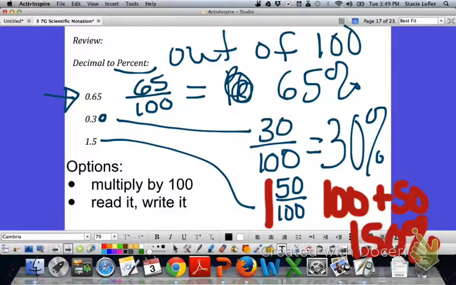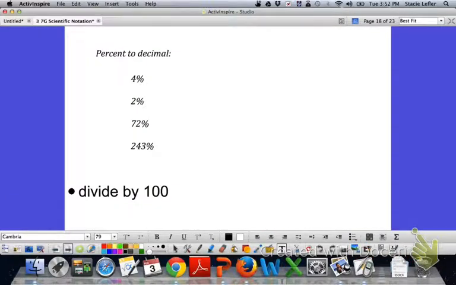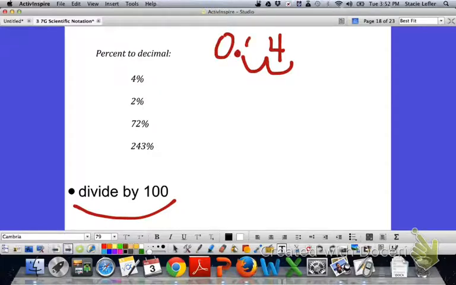Now some people also look at this saying, oh, okay, so we're just multiplying by 100, which means we're moving the decimal 2 places to the right. We can do the opposite when going from a percent to a decimal. We're actually going to divide by 100, which ends up being moving the decimal 2 places to the left. So 4% is 0.04, which makes sense because 4% would be 4 out of 100, or read it out loud, 4 hundredths.